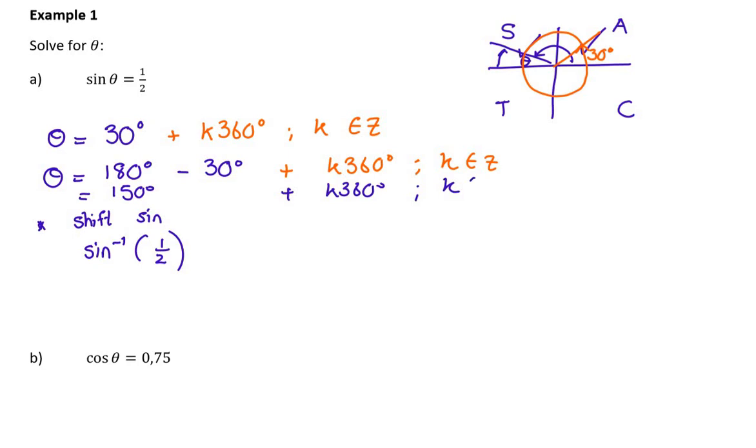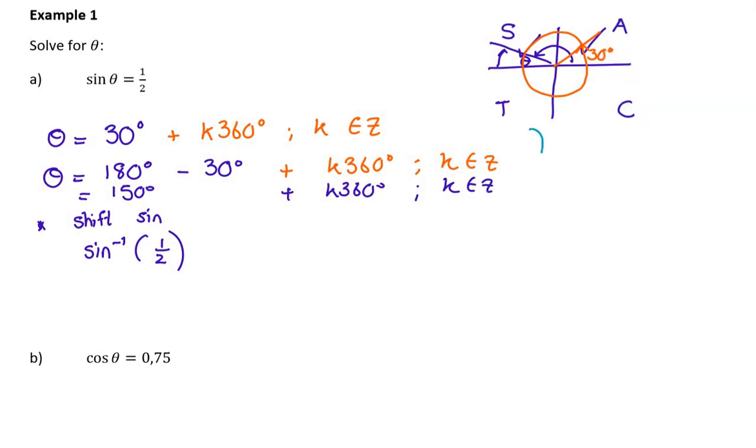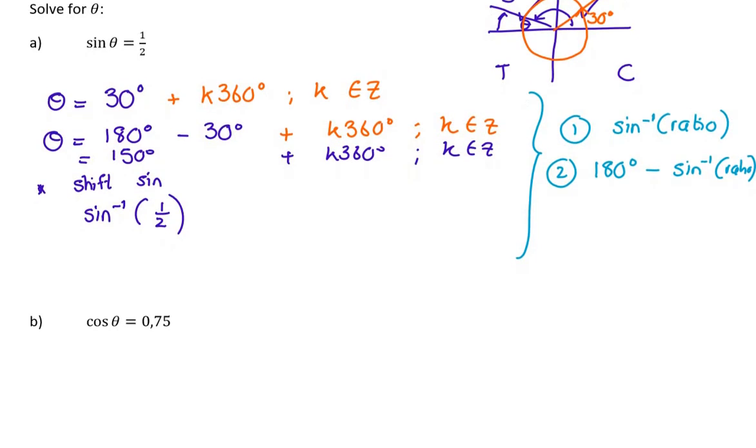So this is how we find the trig solutions to a sine equation. The first answer is you just do shift sine of the ratio, and our second solution is 180 degrees minus that shift sine of the ratio. I'm hoping that rings some bells from grade 11. I promise you we're going to practice so many trig equations that you will remember them quite quickly.